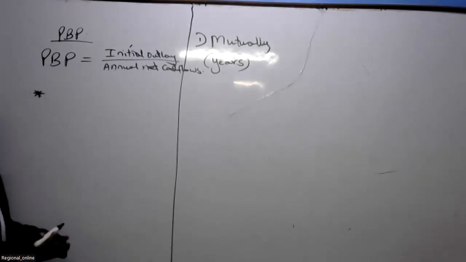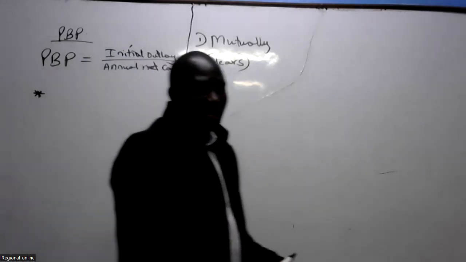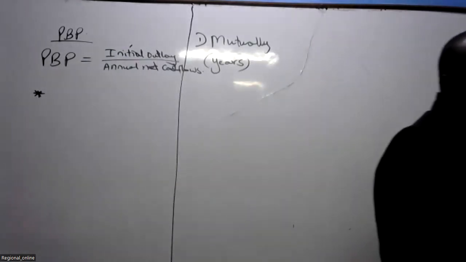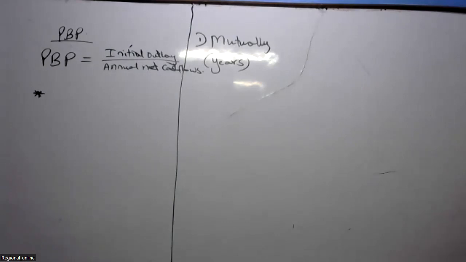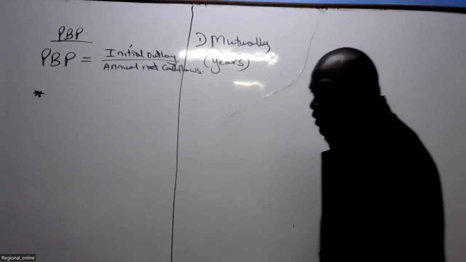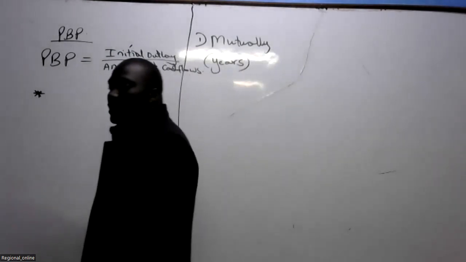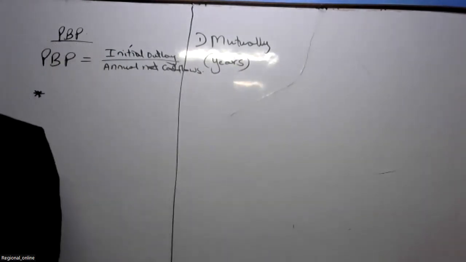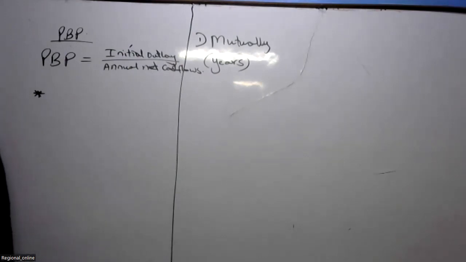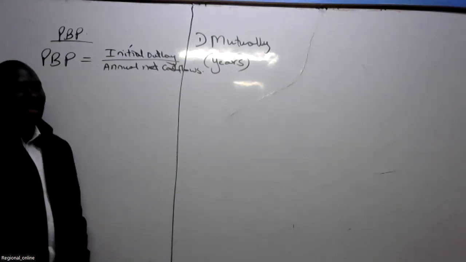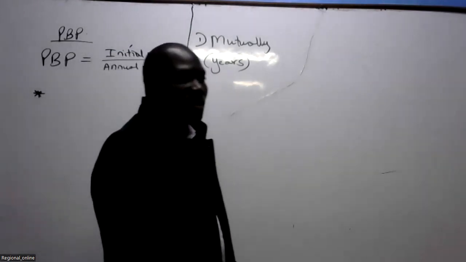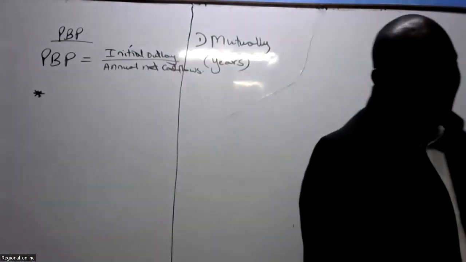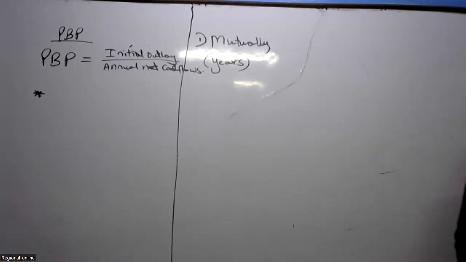And just put a star kwa jina la kuseme for ranking purposes, the lower the better. So for ranking purposes, the lower the PBP, the better the project is. So kama uko na projects kadhaa and you're supposed to rank, ile iko na the lowest payback period is the best. As you continue with that.